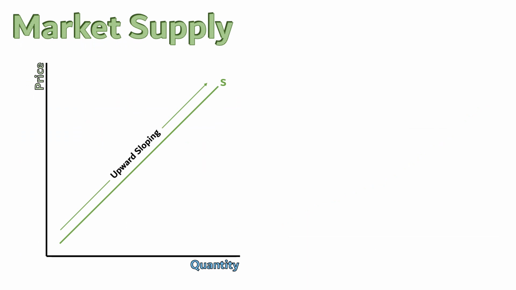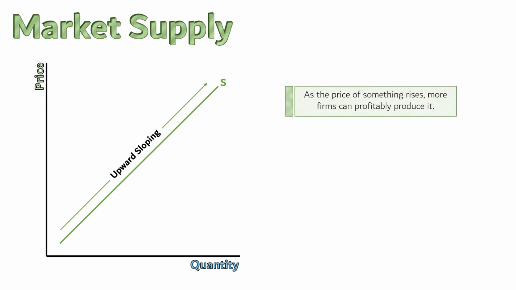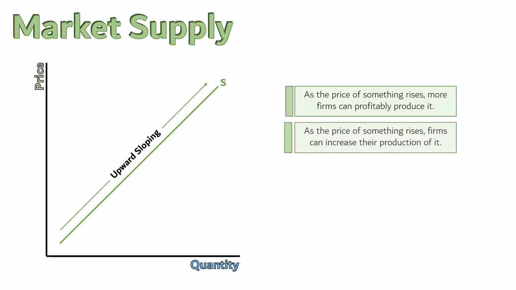As the price of something rises, more firms can profitably produce it. The price is their reward for production. The bigger the reward, the more firms will jump into the fray. And as the price of something rises, firms producing that product will be incentivized to increase production.